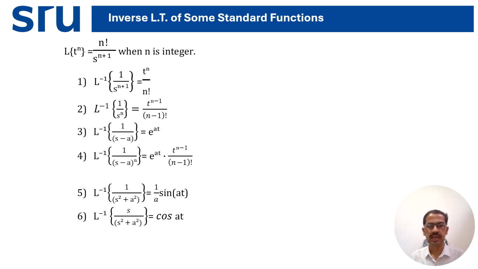You know the Laplace transform of t power n. What is the Laplace transform of t power n? The Laplace transform of t power n is n factorial by s to the power of n plus 1. In lecture 2, we discussed the Laplace transform of standard functions. Now, in lecture 4, we are discussing the inverse Laplace transform of standard functions. Now, n factorial is a constant, right?